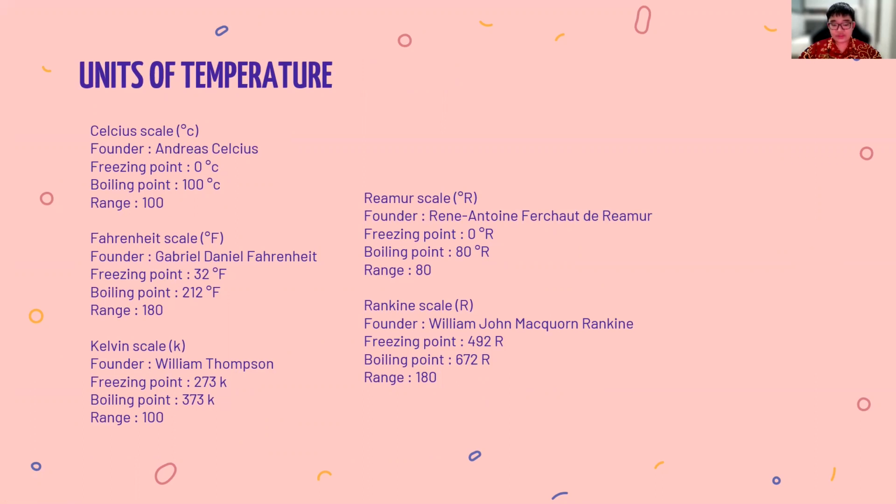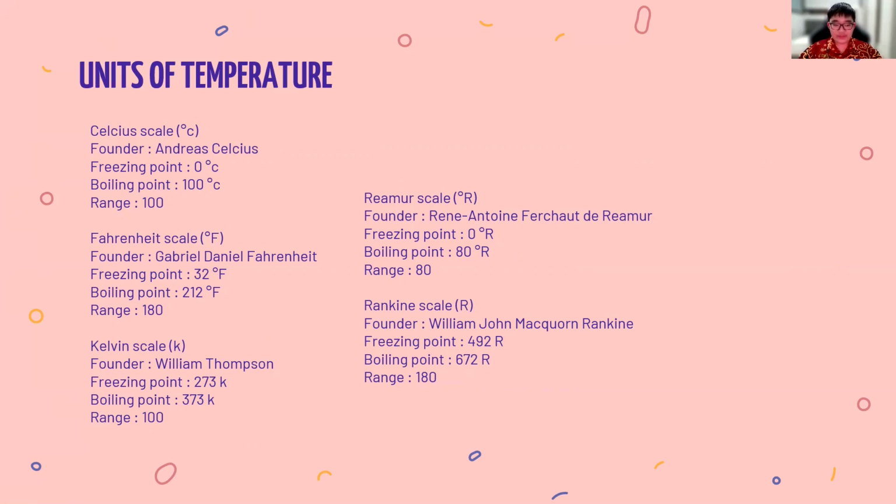For the first one, we have the Celsius scale, or the degree Celsius. It is founded by Andreas Celsius, with freezing point of 0 degrees Celsius and the boiling point of 100 degrees Celsius. The range between the boiling point and the freezing point is 100. For the second, we have the Fahrenheit scale, or the degree Fahrenheit, degree F. It is founded by Gabriel Daniel Fahrenheit. The freezing point of it is 32 degrees Fahrenheit and the boiling point is 212 degrees Fahrenheit. And it has a range of 180 between the boiling point and the freezing point.